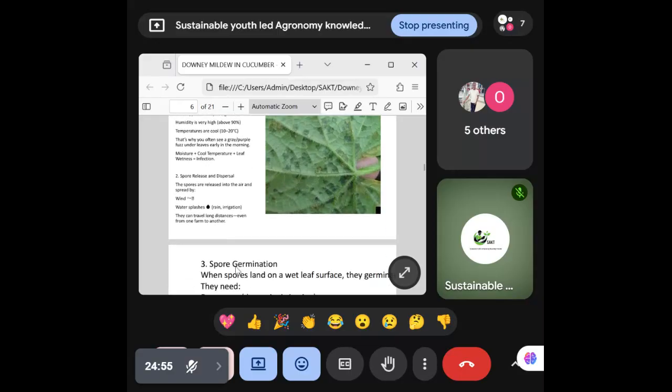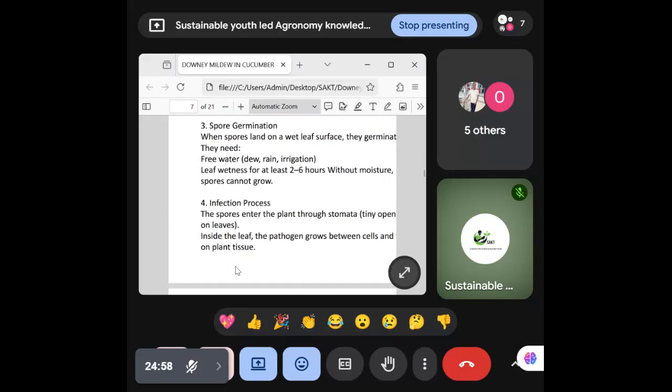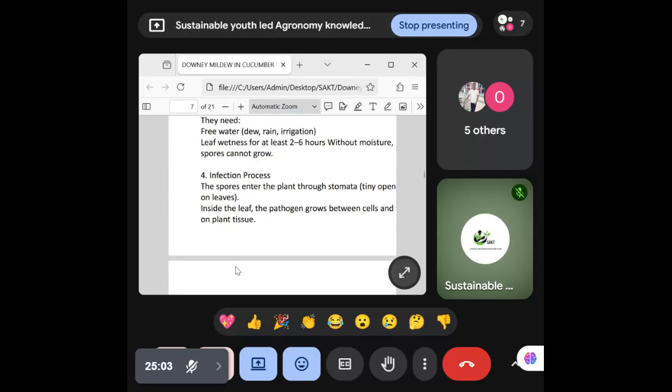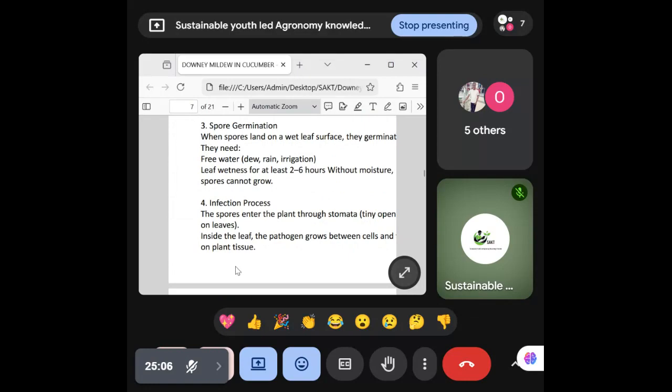So I already explained this, the spore germination. When the spore lands on a wet leaf surface, it germinates. So what does this pathogen just need? Free water. Once there is dew, rain, or excessive irrigation, and this leaf wetness lasts on your plant leaf for 2 to 6 hours, sometimes depending on your variety.